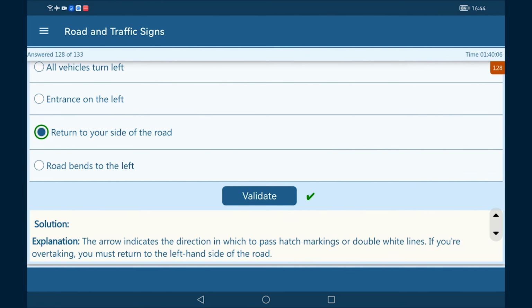Explanation. The arrow indicates the direction in which to pass hatch markings or double white lines. If you're overtaking, you must return to the left-hand side of the road. Question.